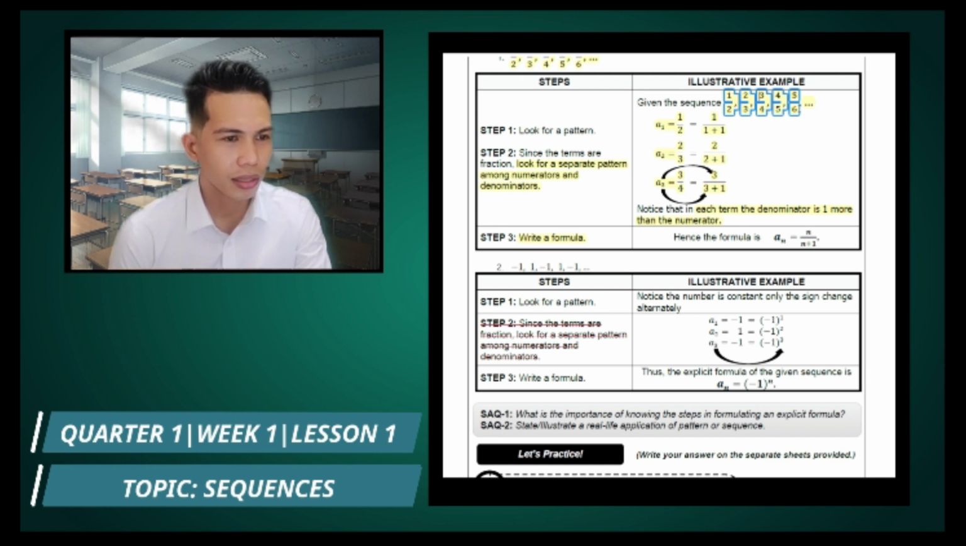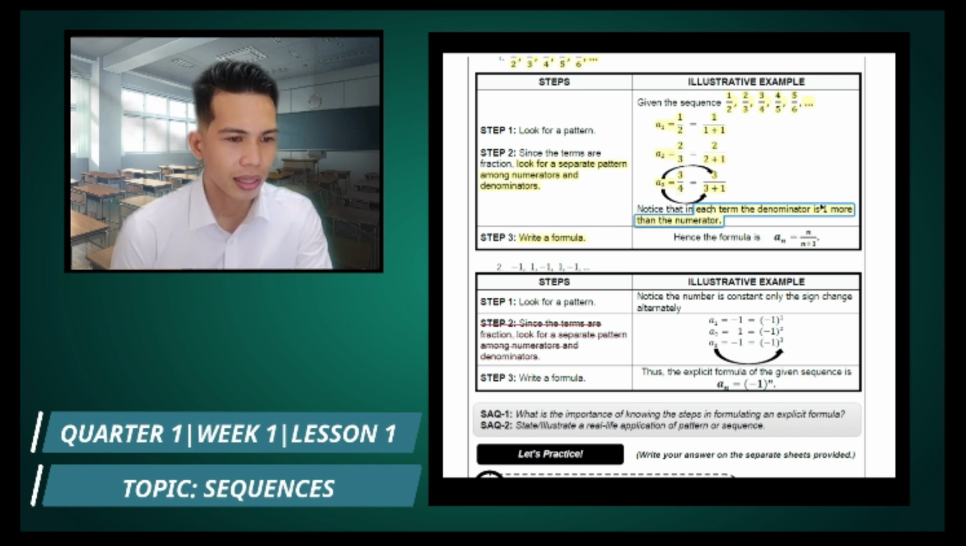Now you can observe that our denominators here are greater than 1 compared to our numerators. It says here that notice on each term of the denominator is 1 more than the numerator. If you notice this, by writing down the first term, a sub 1, 1 over 2, second term, a sub 2 equal to 2 over 3, and then the third term, 3 over 4.